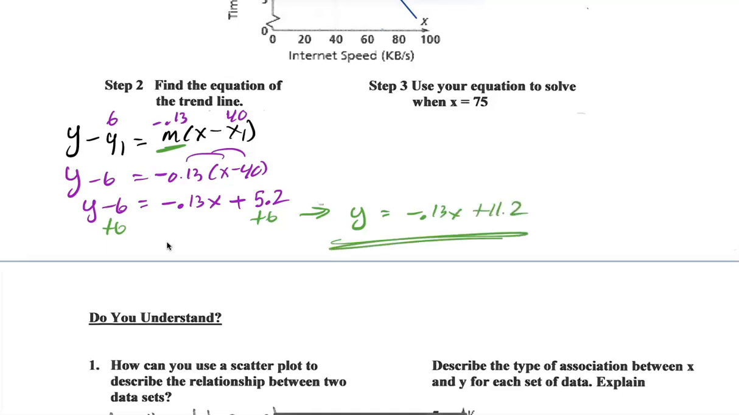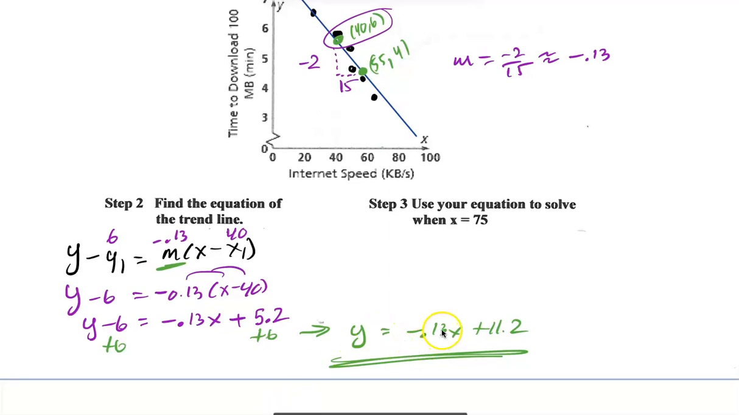So that's the equation for this thing. So for internet speed, it looks like it's going down 0.13 megabytes per kilobyte, the time it takes to download. So it goes a little bit faster. So that's our equation. And the next part is, what could I do with an equation?